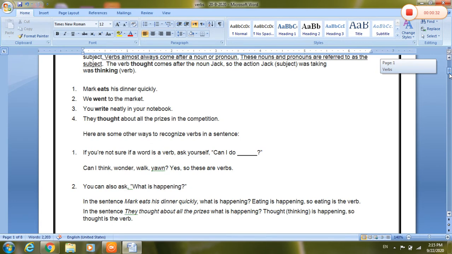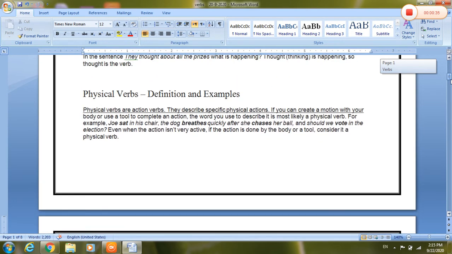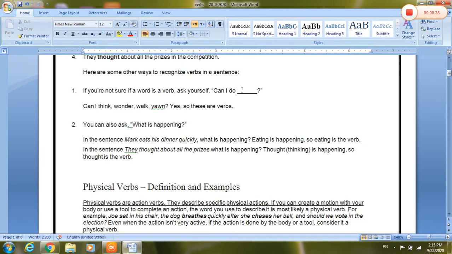So how can we recognize that a word is a verb? You can ask yourself, can I run? So run is a verb. Can I walk? Can I read? Can I write? From the answer to your question, you will understand that this is a verb. You can also ask yourself, what is happening? Hani is running. Dina is singing, and so on. You will understand that those words refer to actions, so I understand that they are verbs.